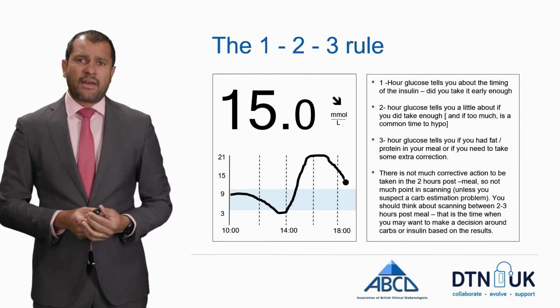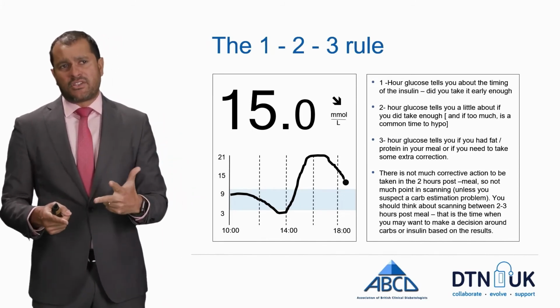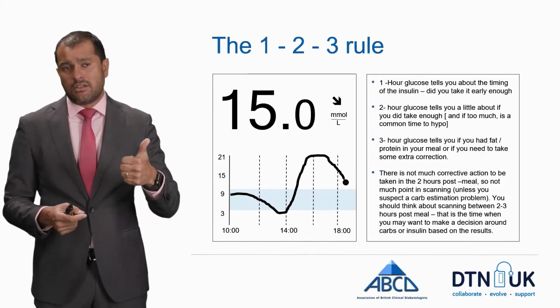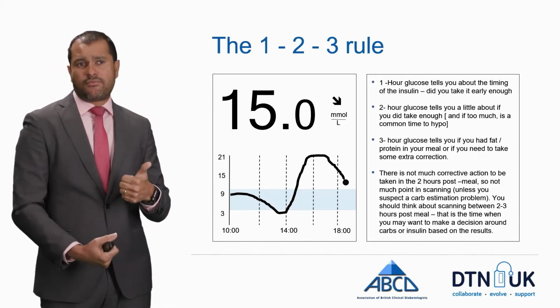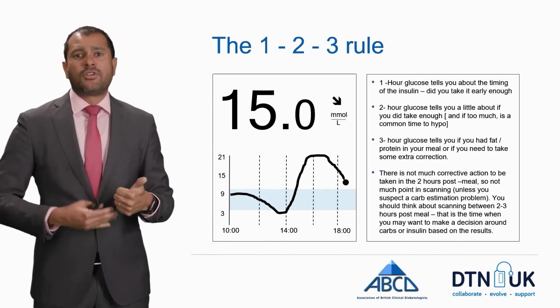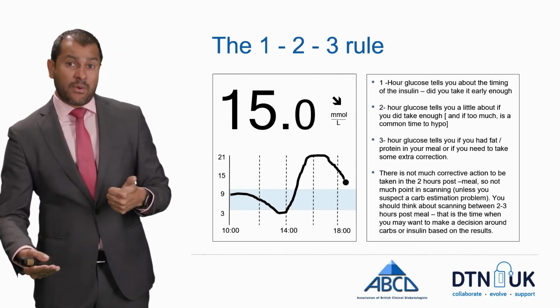So just to recap, I think the blood sugar at different times gives you different information, and I call this the 1, 2, 3 rule. So the 1 hour glucose tells you, did you take the insulin early enough? If you're high at this point, really think twice before you do something, because the glucose is likely to turn around and start coming down anyway.